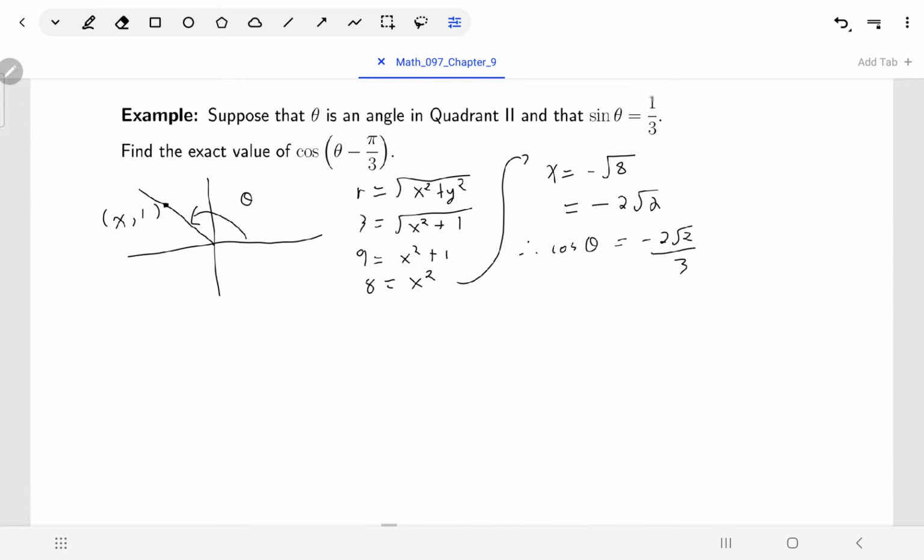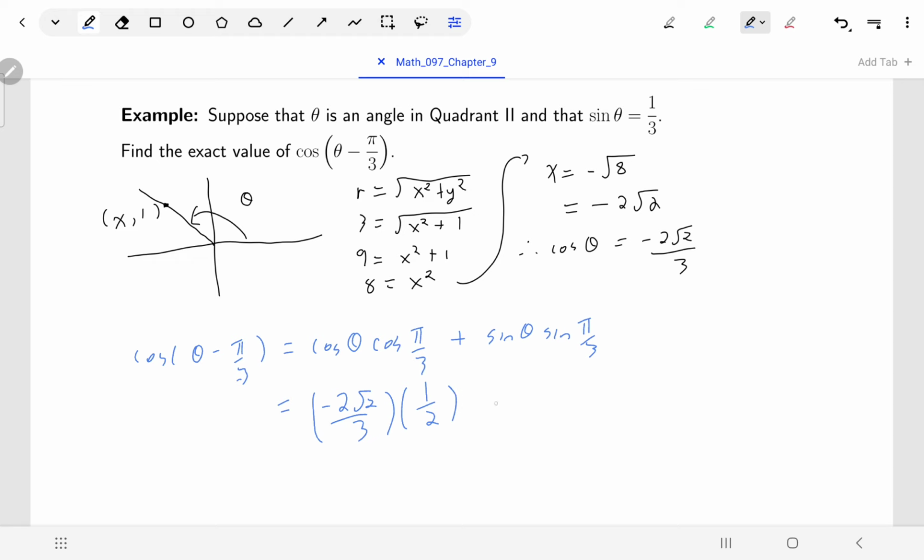Okay, so now we've done our background work. We're ready to answer the real question, which is: what is cosine of theta minus pi over 3? We said we were going to use our angle difference identity for cosine. That's cosine of the first angle, cosine of the second, plus sine of the first angle, sine of the second, and we know all four things. Cosine of theta is negative 2 root 2 over 3. Cosine of pi over 3 is a half. Sine of theta, the question said, is 1/3. And sine of pi over 3 is root 3 over 2.